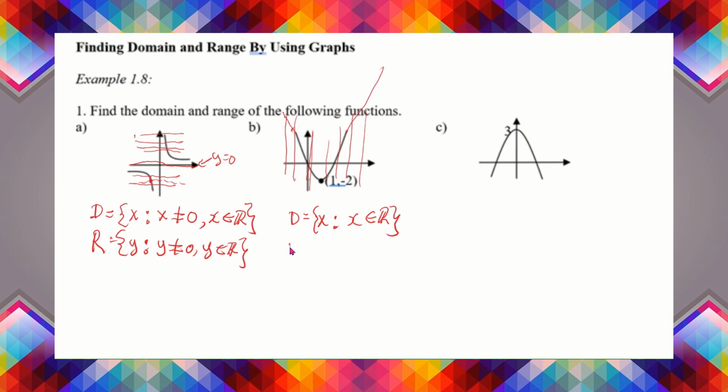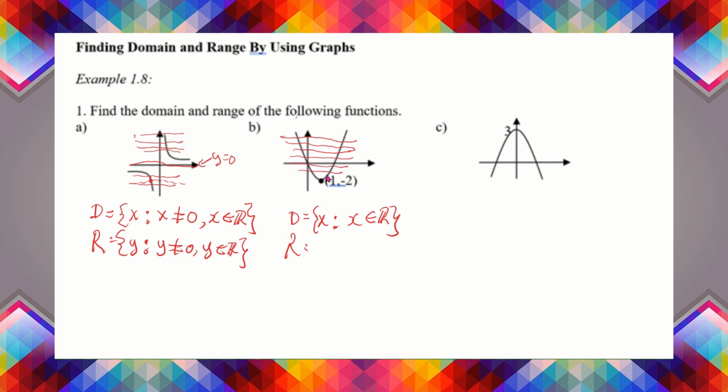Okay. Now we go to range. Same thing. We imagine we draw a horizontal straight line. So when we draw the horizontal straight line, somewhere here, the horizontal straight line intersects the curve here. Yes, so this one is included as part of the range.